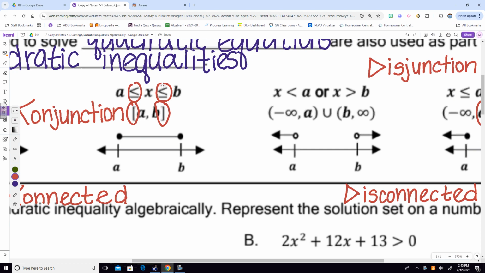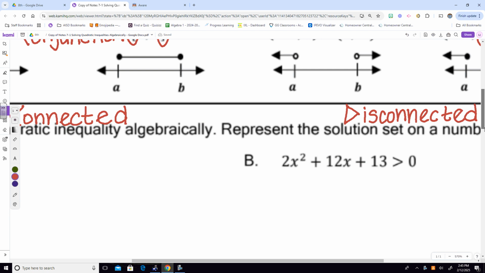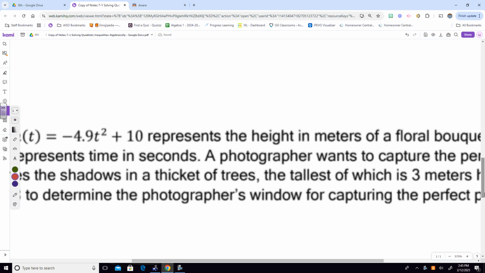When it's what? Equal to. Y'all remember that? It's been a while since we've done set notation. But when it was equal to, we used brackets. Remember? Okay. All right.